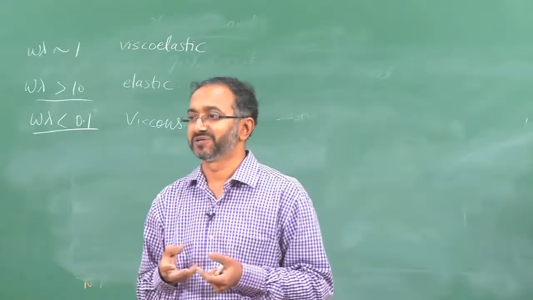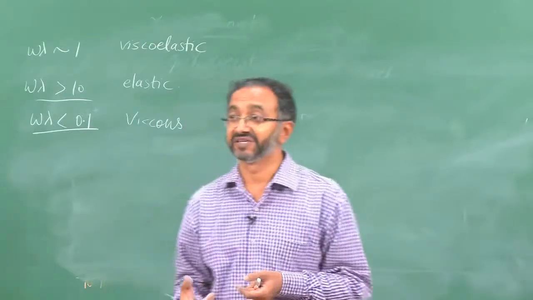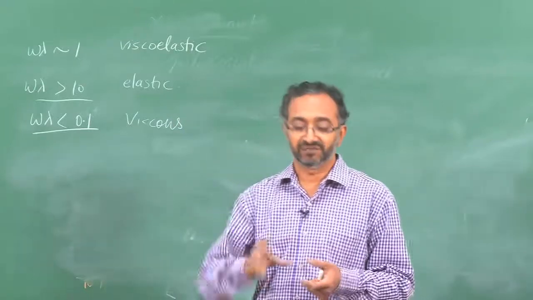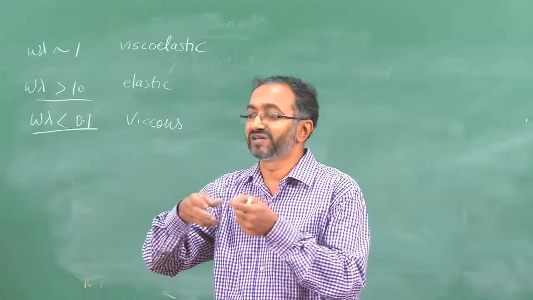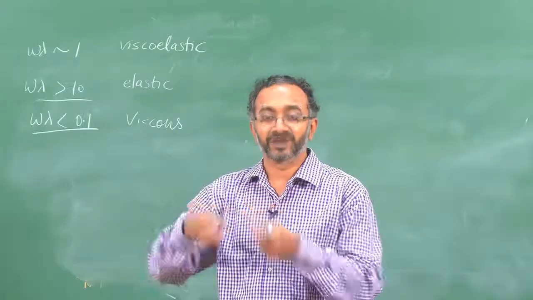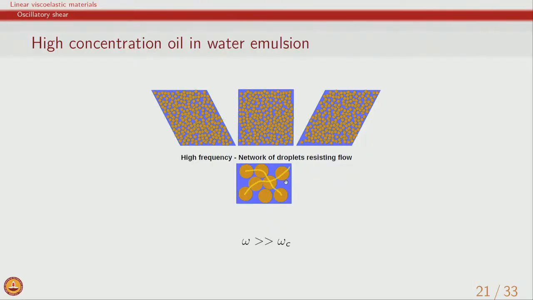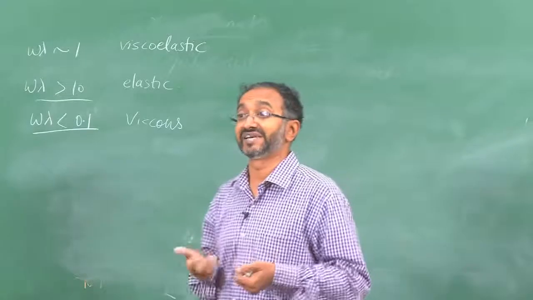But for the same material, if I apply high frequency, in this case much higher than the crossover frequency, then what happens is the drops can't really move, there is not enough time given. So it appears as if all the drops have sort of formed a network, they are all bound together some way, and therefore they only remain in place and give us an elastic response. So these are called emulsion gels.